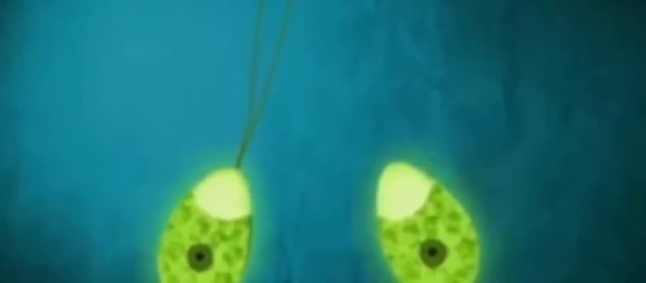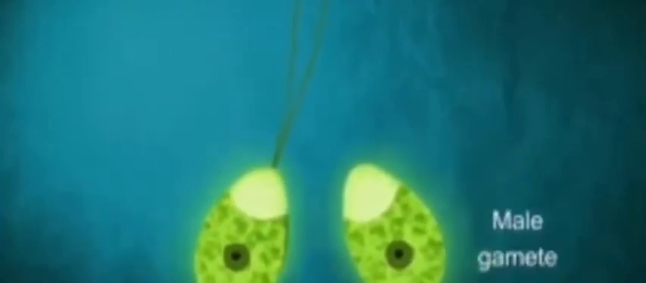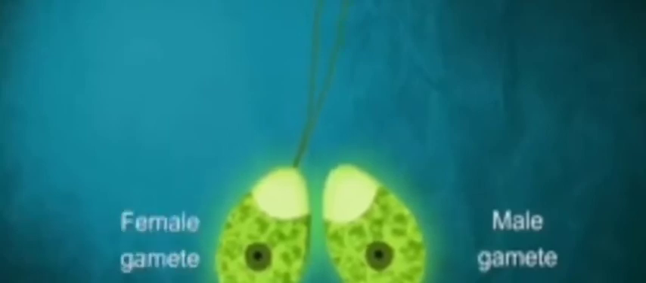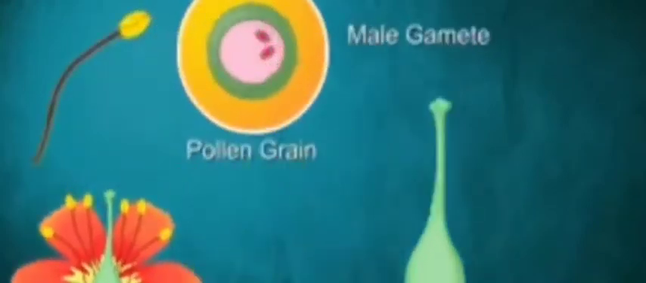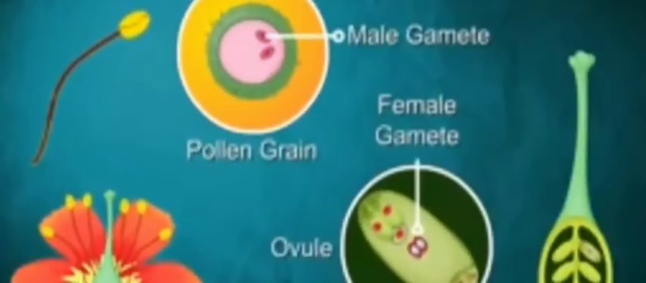So whenever the male and female reproductive gametes fuse with each other, they form the zygote, which is called fertilization. In order to fertilize, initially the pollen grains from the anther have to transfer towards the stigma of the carpel.